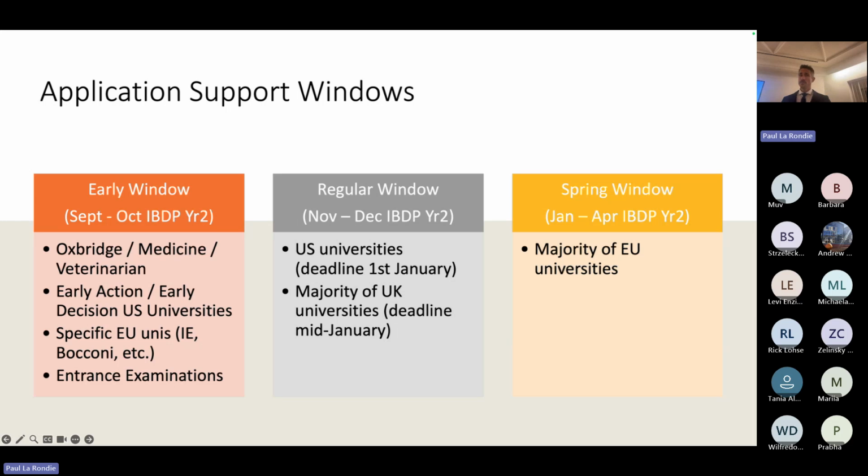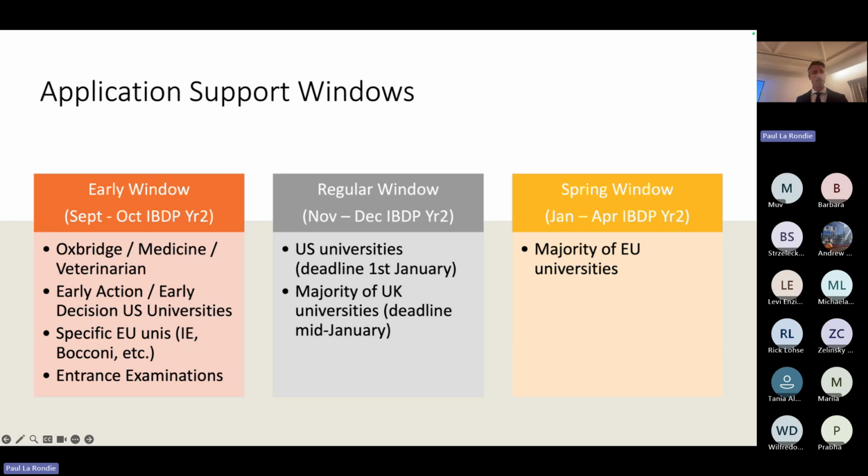Then there's the regular window. Most applications are going to be due in January, and that's typically right after we come back from our winter holidays. So the best way that we can offer support is in that regular window between November and December. So students will come in if they're applying to a US university where the deadline's the 1st of January, and we are always on holidays then. Or if they're applying to most UK universities with a deadline in mid-January, then that regular window of support, November to December, is when we go through all the application mechanics together and make sure that they're prepared for that.